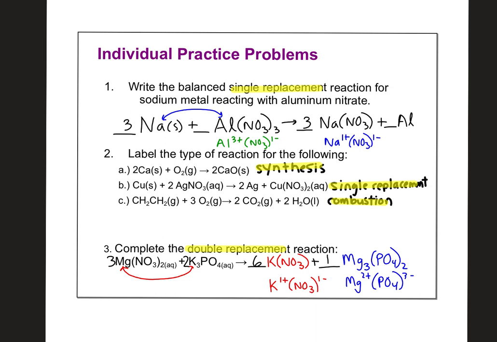Now we're ready to balance. So in order to get 2 phosphates, I needed a 2 here. You could put that phosphate in parentheses if you want. And so that would be 6 Ks. We put a 6 here. That gives me 6 nitrates. So I need a 3 to multiply by 2. And now we are balanced.